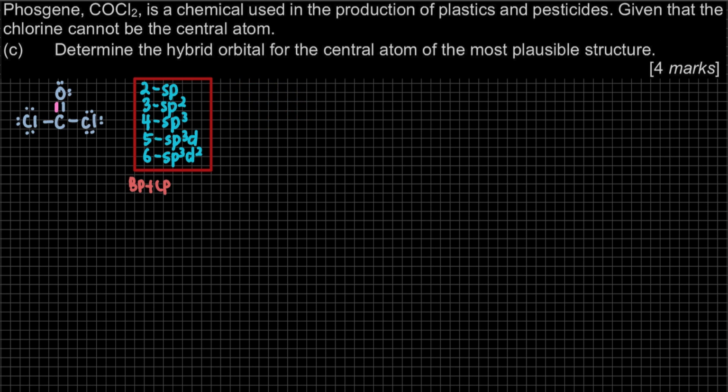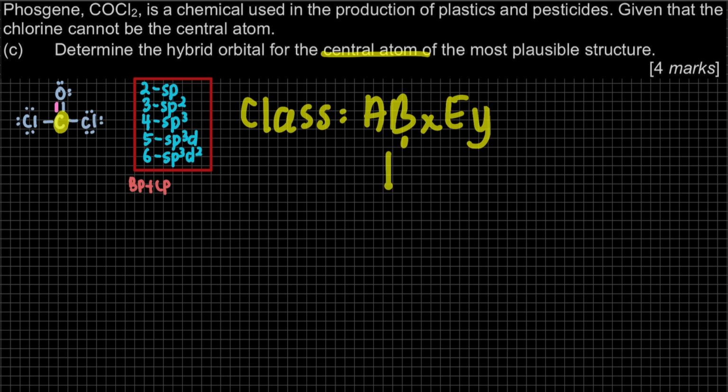Okay, so now we have to check again for the central atom. So for the carbon, we need to know how many bonding pair and how many lone pair it has. How do we know it? We have to write down the class, which is AB_xE_y. B stands for bonding pair. E stands for our lone pair.